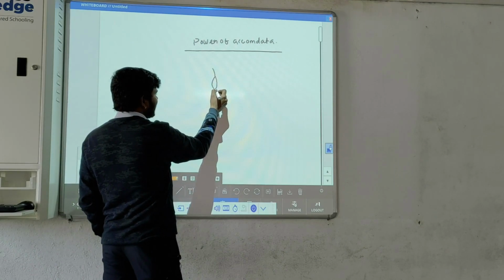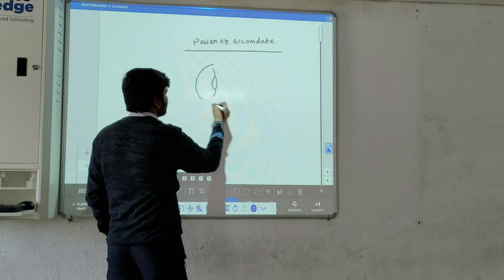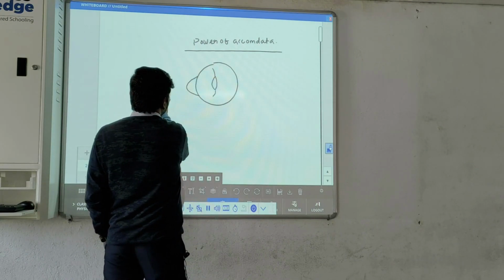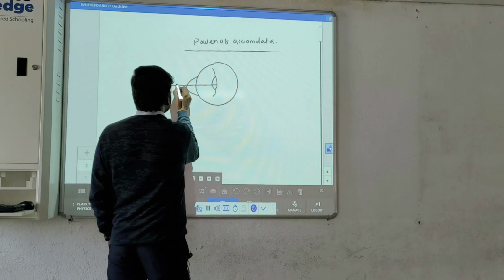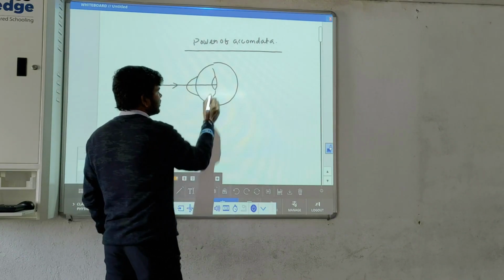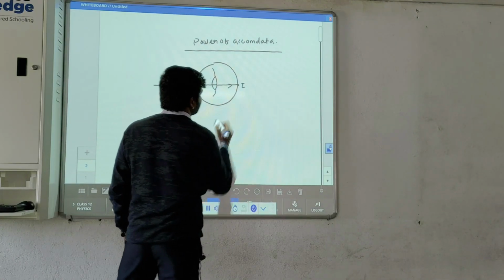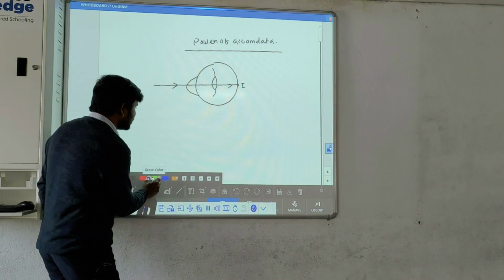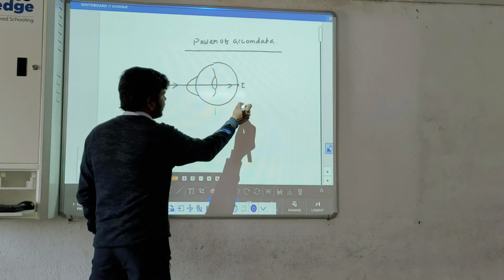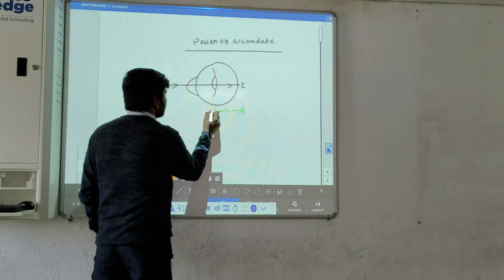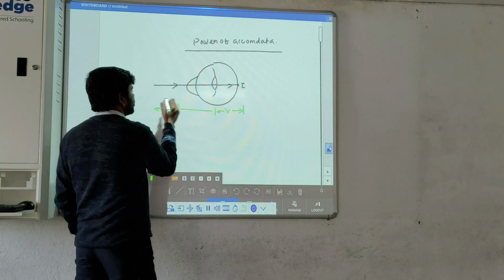This is the crystalline lens of the human eye, and suppose this is your human eye and this is the cornea through which the light will enter. Light is coming from the object, it is entering the crystalline lens, and after refraction the image is forming at the retina. This is the image. So the image is always formed at the retina with the help of changing focal length. This is V. V is always fixed, but you can change the focal length in case of the human eye.